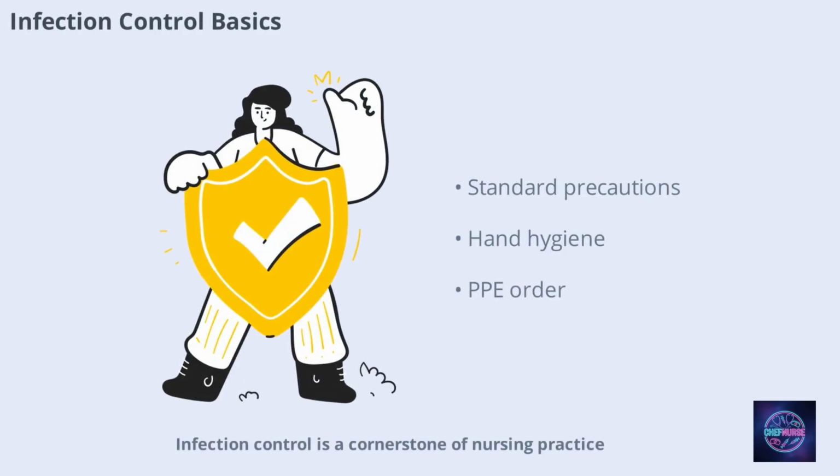Infection control is a cornerstone of nursing practice. The NCLEX frequently tests your understanding of standard precautions, transmission-based precautions, and hand hygiene. Always use gloves when in contact with blood or body fluids, and remember the correct order for donning and doffing personal protective equipment. Knowing which diseases require contact, droplet, or airborne precautions can help you answer scenario-based questions accurately.